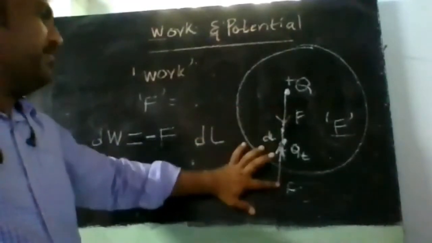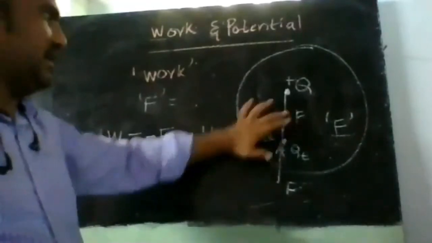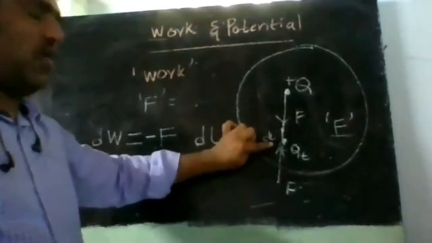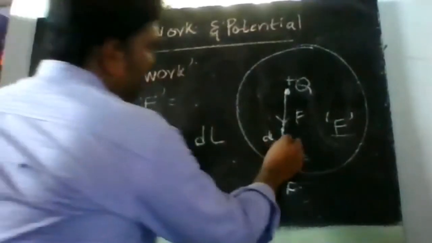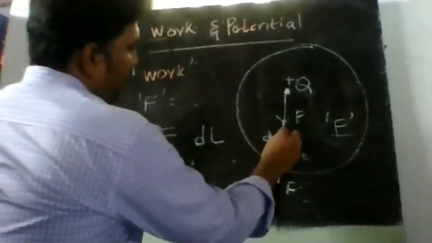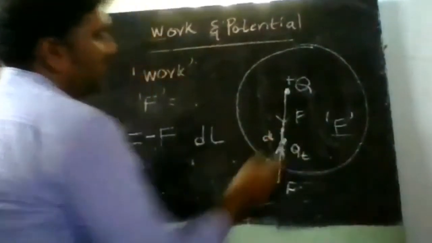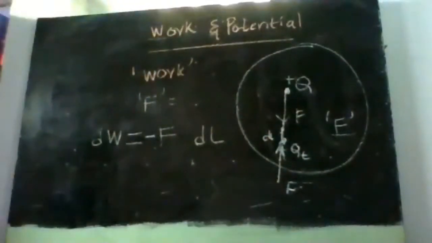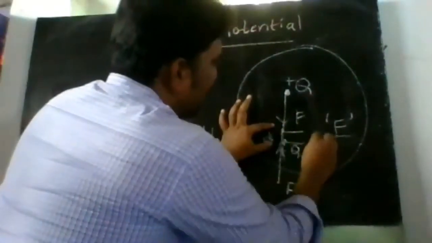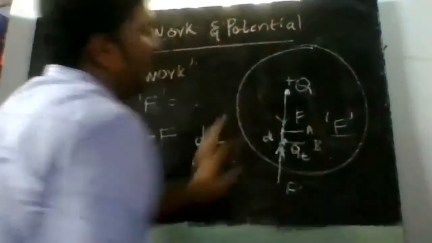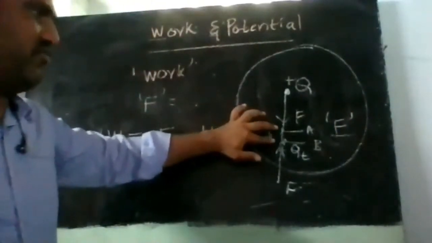If I apply a little bit more force than that, it will tend to move inward, right? So let us consider I'm applying a small force F, equal and opposite, and I'm moving it by a small displacement dl. Say from point B to point A, I applied some force to move it.